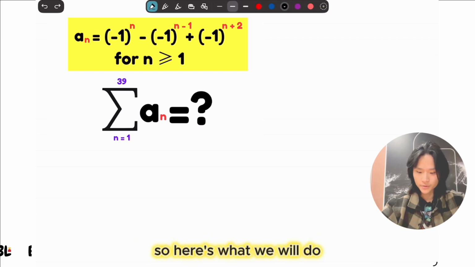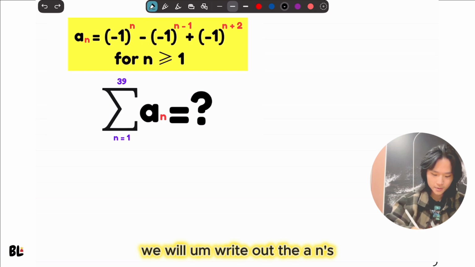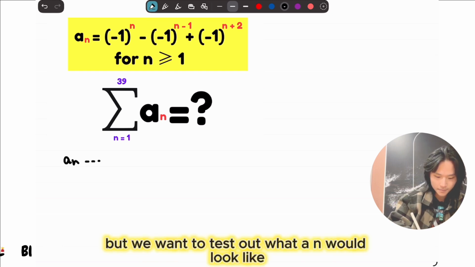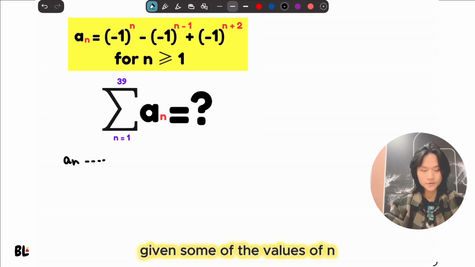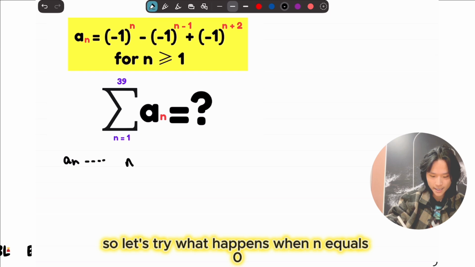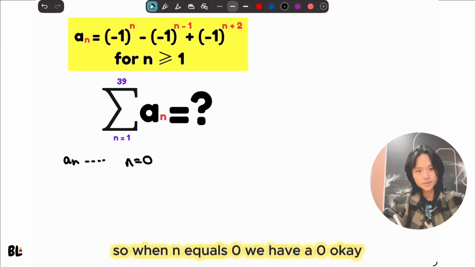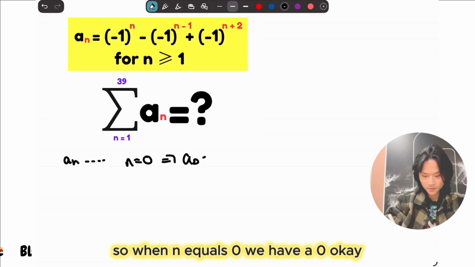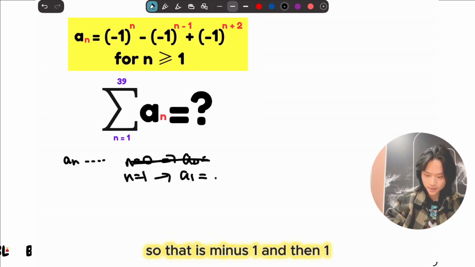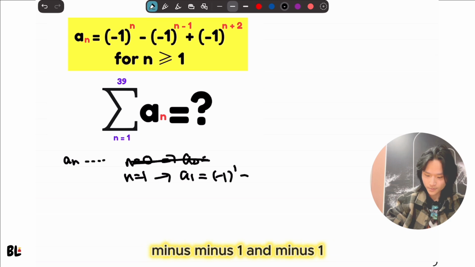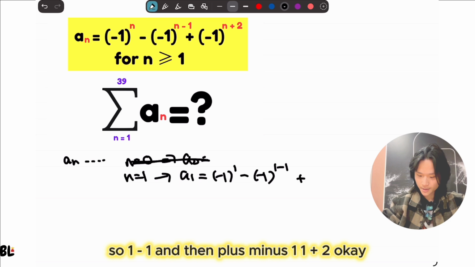So here's what we will do. We will write out the a_n's, but we want to test out what a_n would look like given some of the values of n. So let's try what happens when n equals 0. Okay, so no, not 0, but when n equals 1, we have a_1. So that is (-1)^1, and then (-1)^(1-1), and plus (-1)^(1+2).